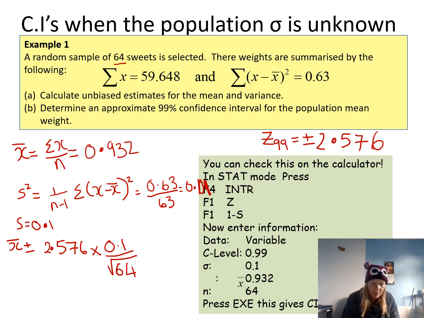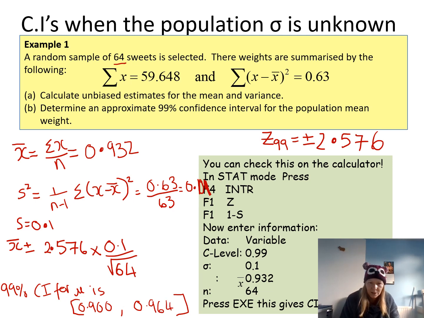So you write 99% CI for mu is, so if you do it with the minus first and then the plus afterwards, we would get 0.900 up to 0.964. If you want units on it, is it grams? Weird, doesn't mention it, but it'd be grams. Okay, right, so that's that.